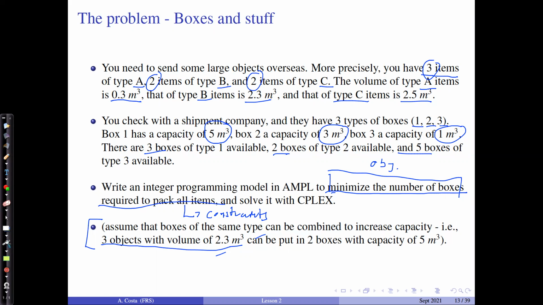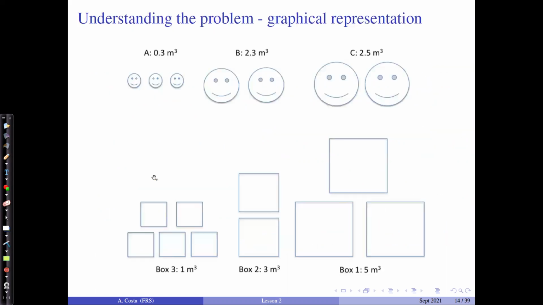Now, this is a lot of information, so I made a picture to make it clearer. Let's say these are your items. We have items A, B, and C. We have 3 items of type A, and this is the volume. Then we have 2 items of type B with their volume, and 2 items of type C with their volume. And then we have the boxes. Box 1, the volume here, and this is the quantity. So what we want to do is basically to put these items inside the boxes, and we want to minimize the total number of boxes that we need to use.